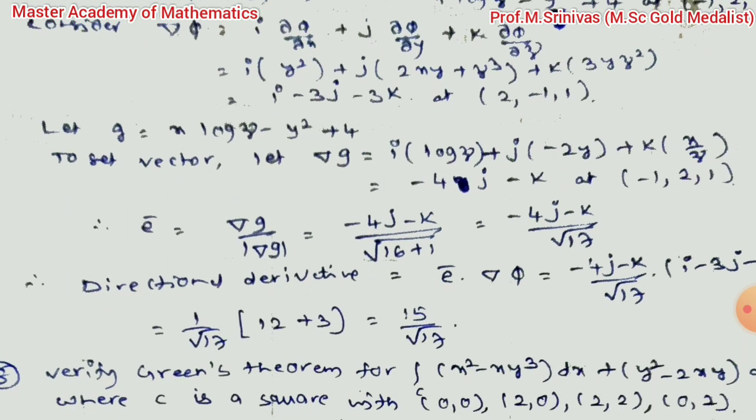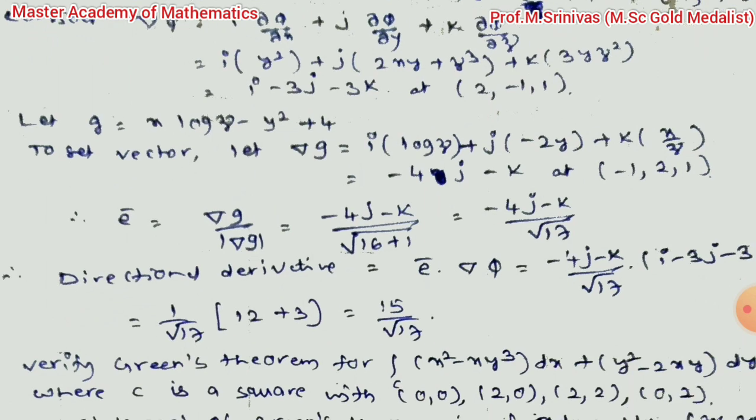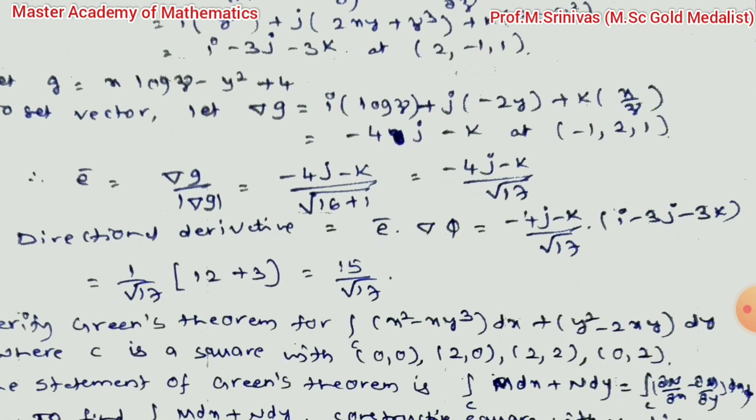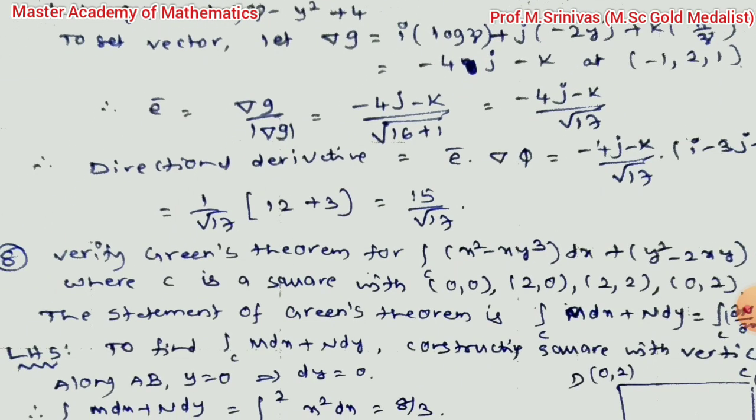So the unit vector is nothing but that vector divided by the norm of that vector. Finally you get minus 4j minus k divided by root 17. So the directional derivative is the unit vector multiplied by the gradient of the given scalar function. On making the simplification, finally you get 15 divided by root 17.